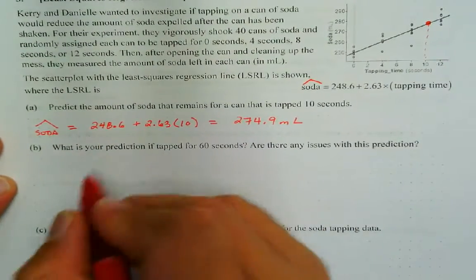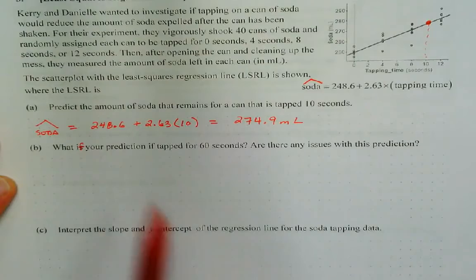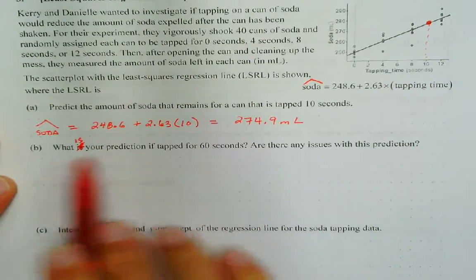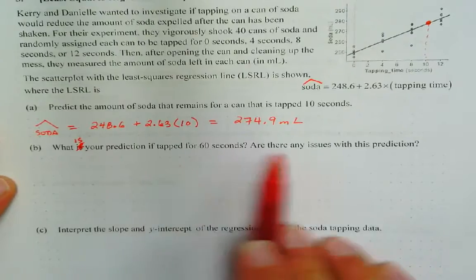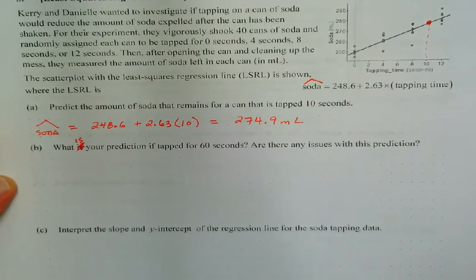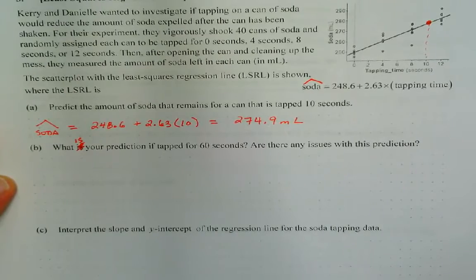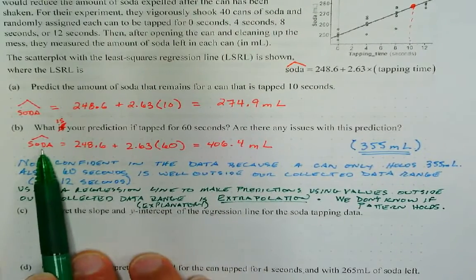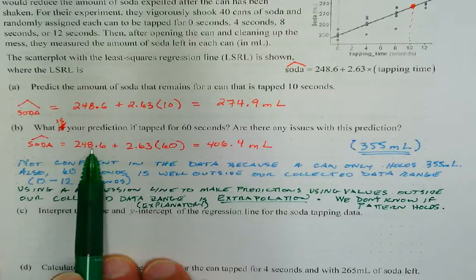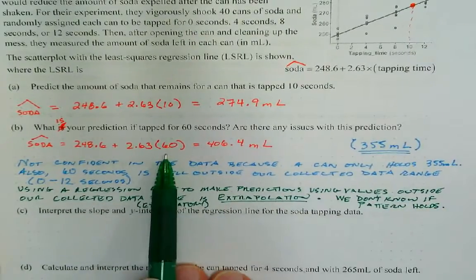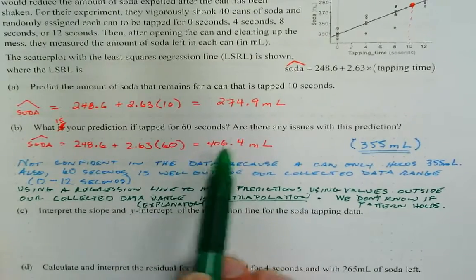What is your prediction if tapped for 60 seconds? Are there any issues with this prediction? Well, try it out, think about it, and then unpause the video. That prediction would be the amount of soda left equals 248.6 plus 2.63 times 60, because the tapping time is now 60 seconds. And that's going to be 406.4 milliliters.